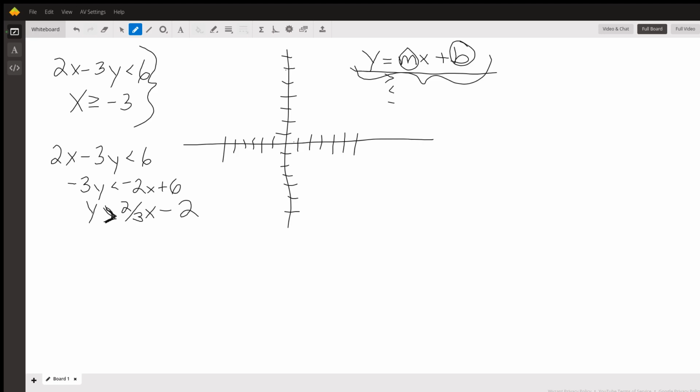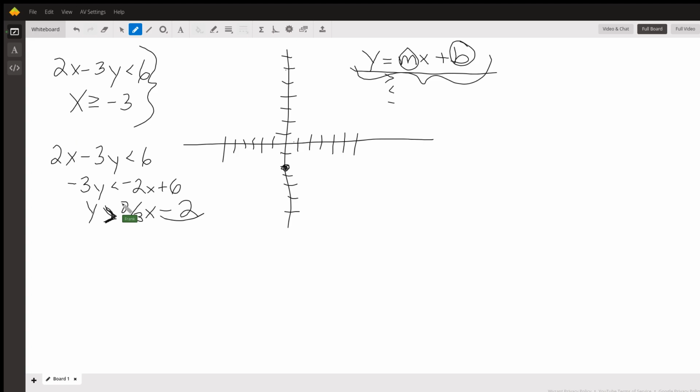Greater than means that the line itself will be dotted. If it was greater than or equal to, then it's a solid line. Solid line means it's included. Dashed line or dotted line means it's not included. So the y-intercept is negative 2. I just need to find one more point. Well, how do I find one more point?